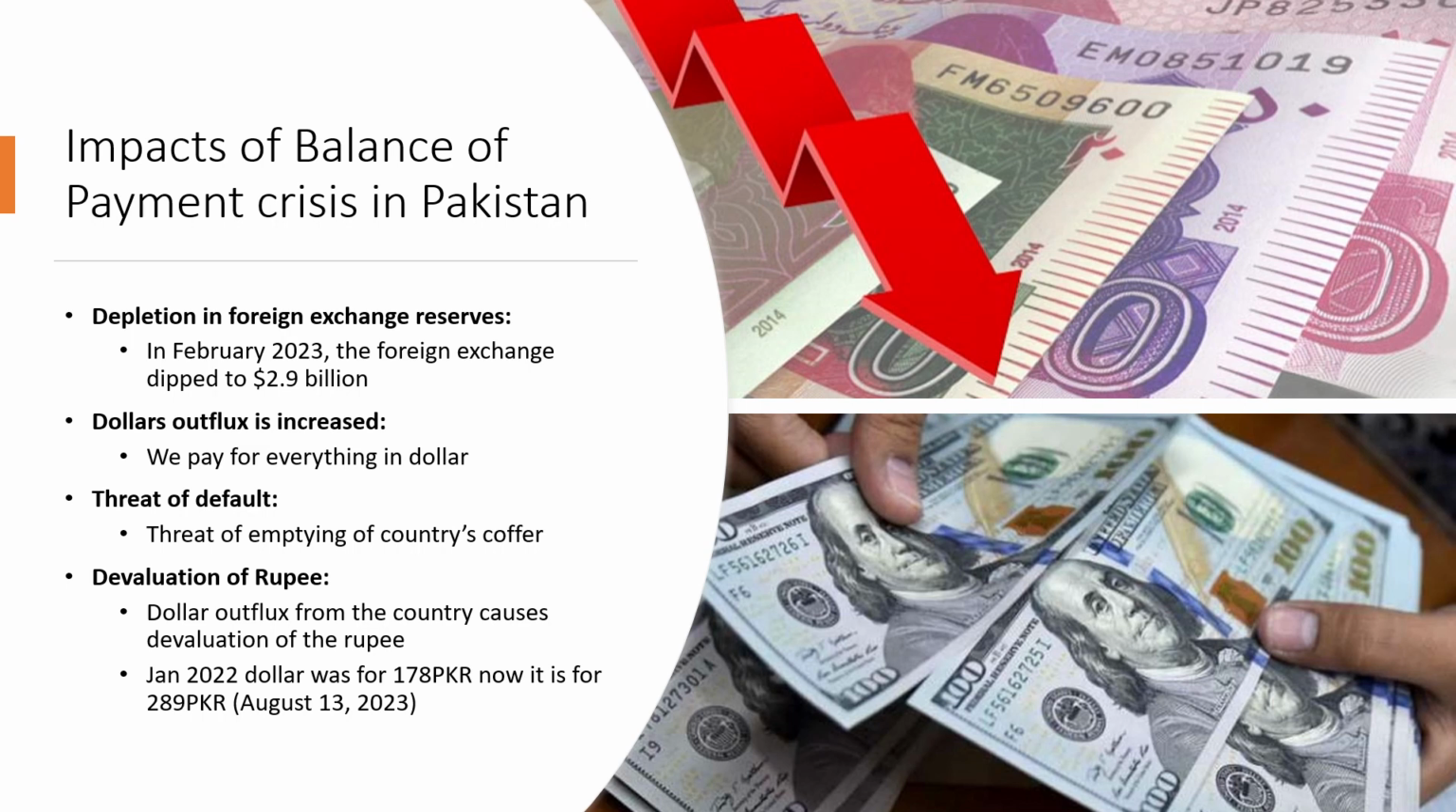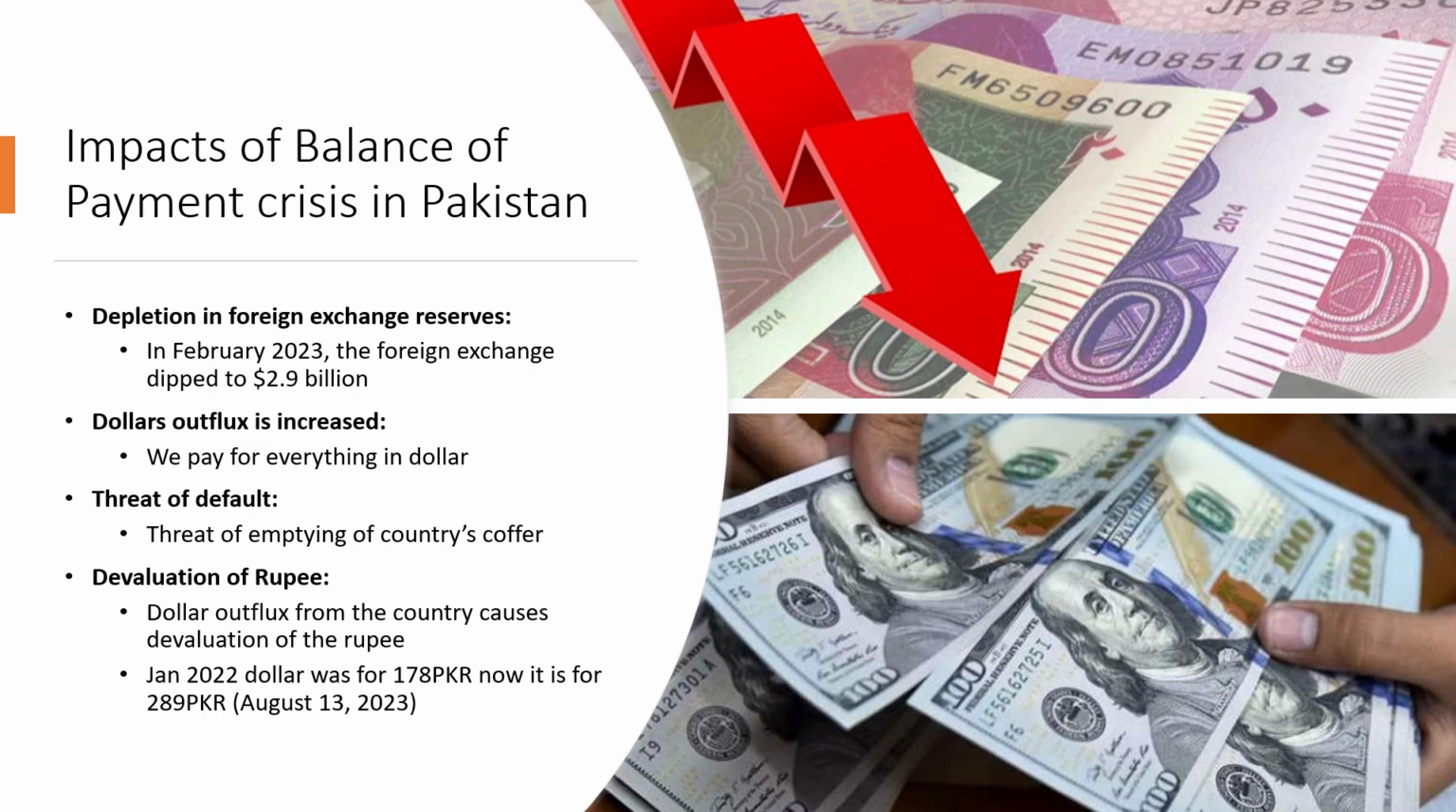Then another impact of balance of payment crisis: dollar outflux is increased. Dollars are flowing out of this country, because we pay for everything in dollars, and we are not earning dollars, we are just paying and paying and paying, and it increases the outflux of dollars from the country. Then we face a threat of default.